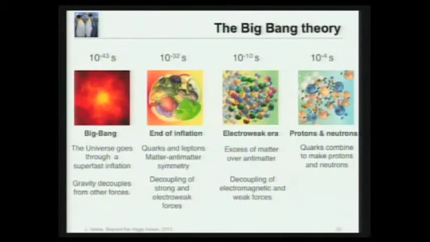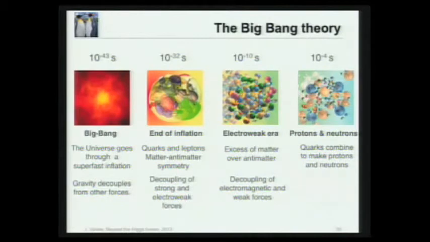In these two slides, I try to describe the various stages of evolution of the universe. So here we have the Big Bang. At the time of 10 to the minus 43, the universe goes through a super fast inflation. You have already heard about that. Then we have the end of inflation. We have quarks and leptons, matter and antimatter symmetry. And at this point starts the decoupling between the strong and the electroweak forces that were unified before that point. Then at 10 to the minus 10 is the electroweak era, the thing that we are now probing at the LHC.